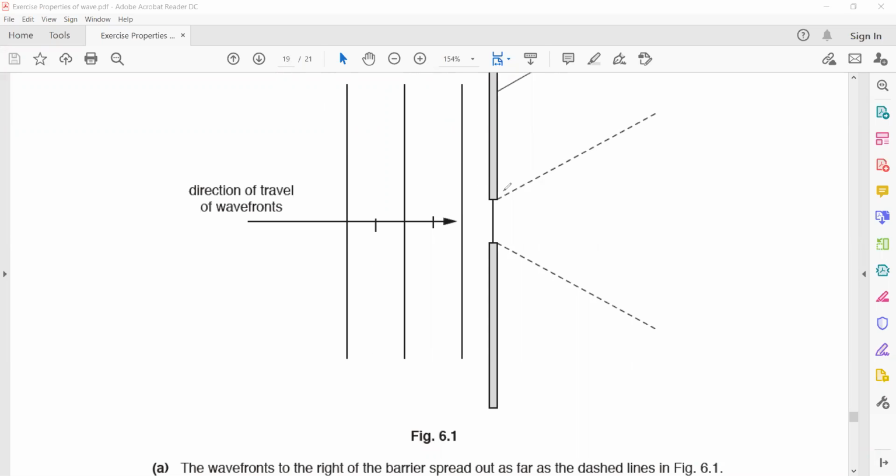So you can see the gap size is smaller compared to the wavelength. So what will we observe? We will observe the diffraction pattern will be more, or diffraction will increase. Is it clear?